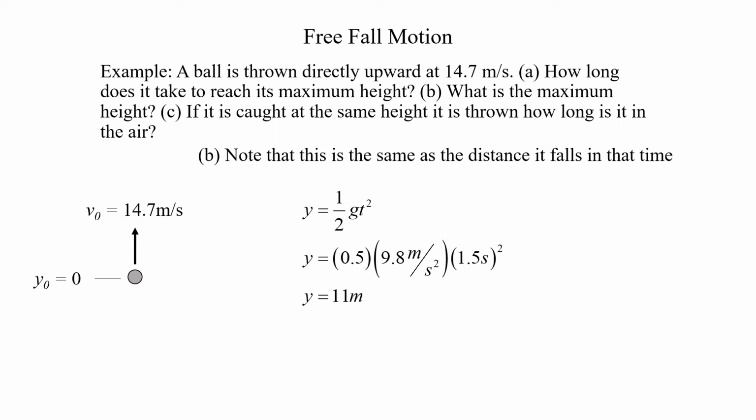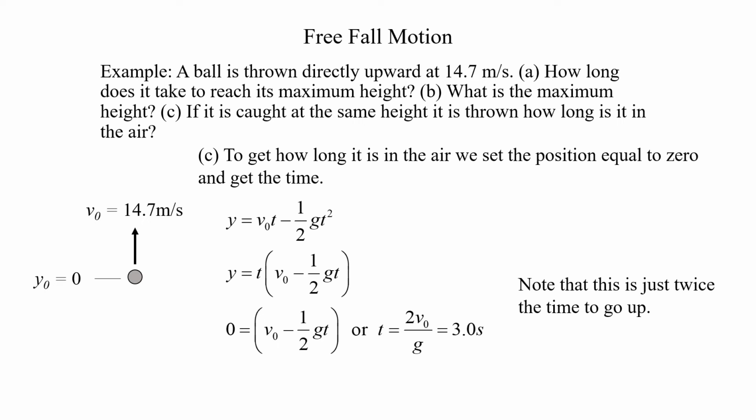So once we knew the time to reach the maximum height, we could just say, well, what distance would it fall in that time? And that would be how high it went. So this makes the equation a little bit simpler. We can just use 1/2 gt squared. So we get 11 meters again.